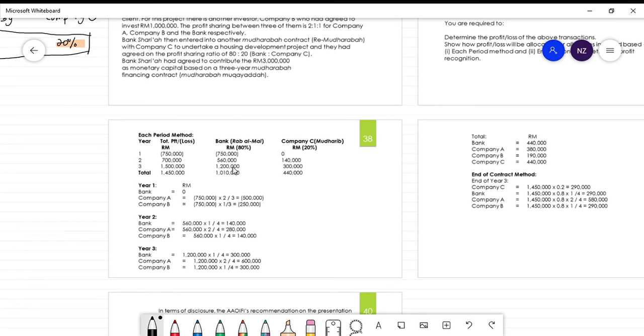And then you total up the bank punya profit ataupun loss, and also the company C punya profit ataupun loss, the total up, they put at the end of the table here. Okay, now itu hanya untuk the second mudharabah, kan? Ini second mudharabah.